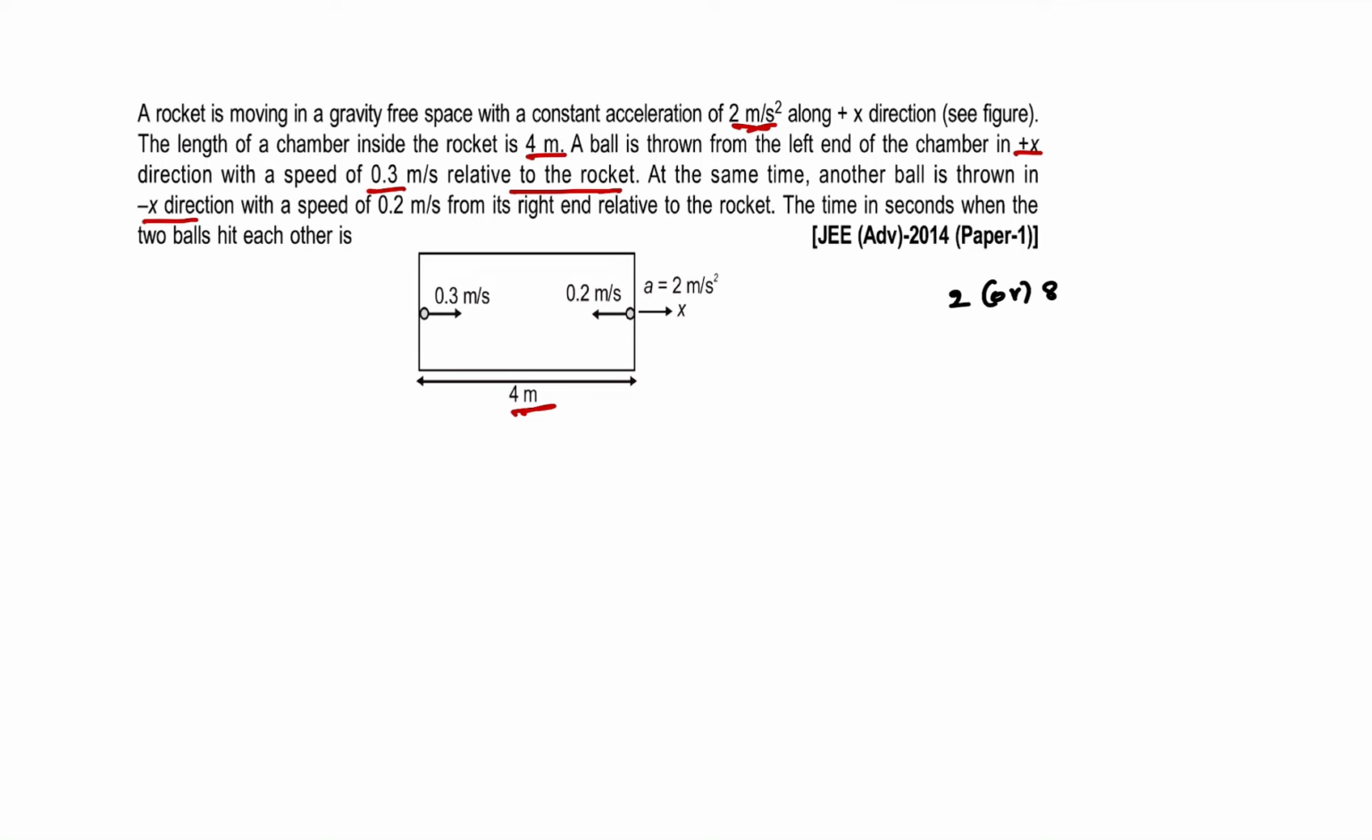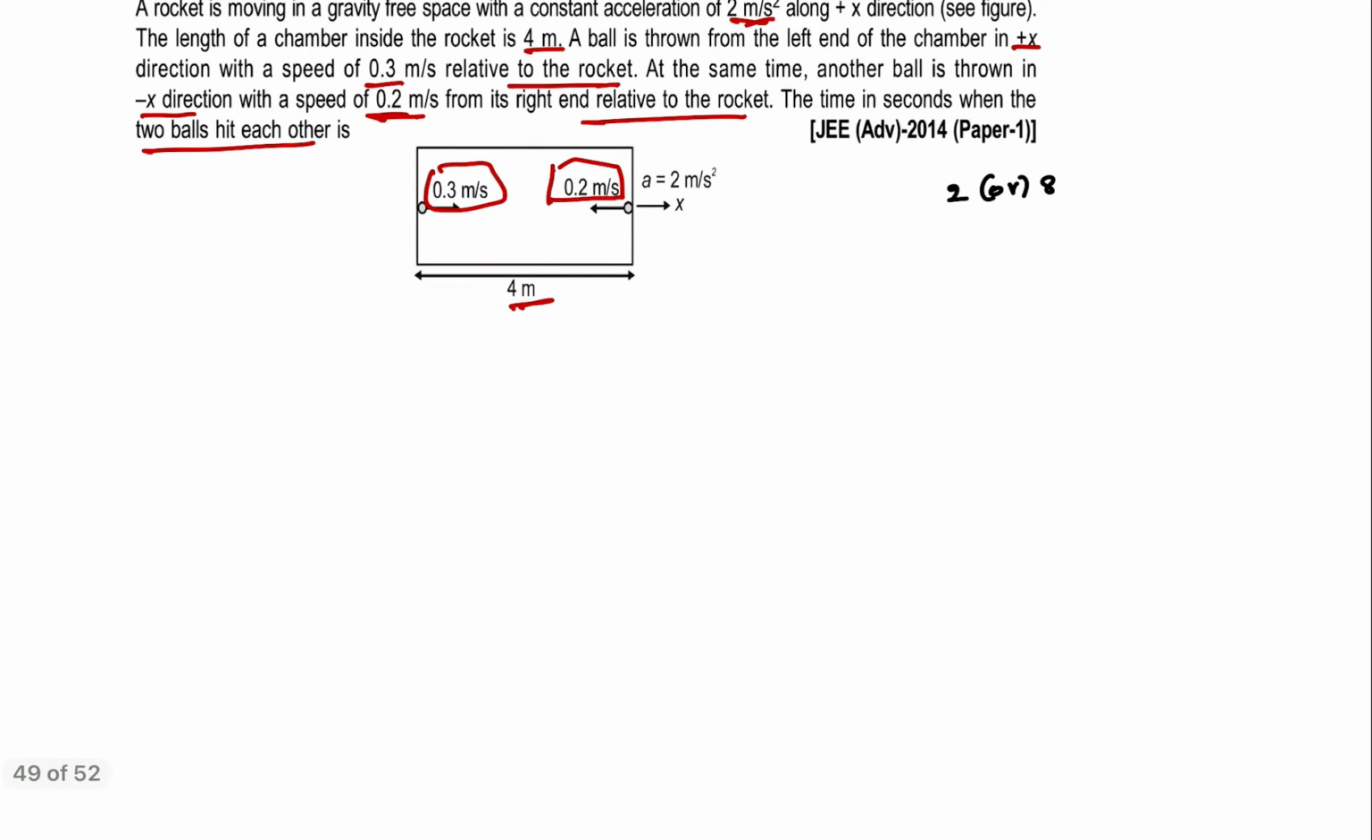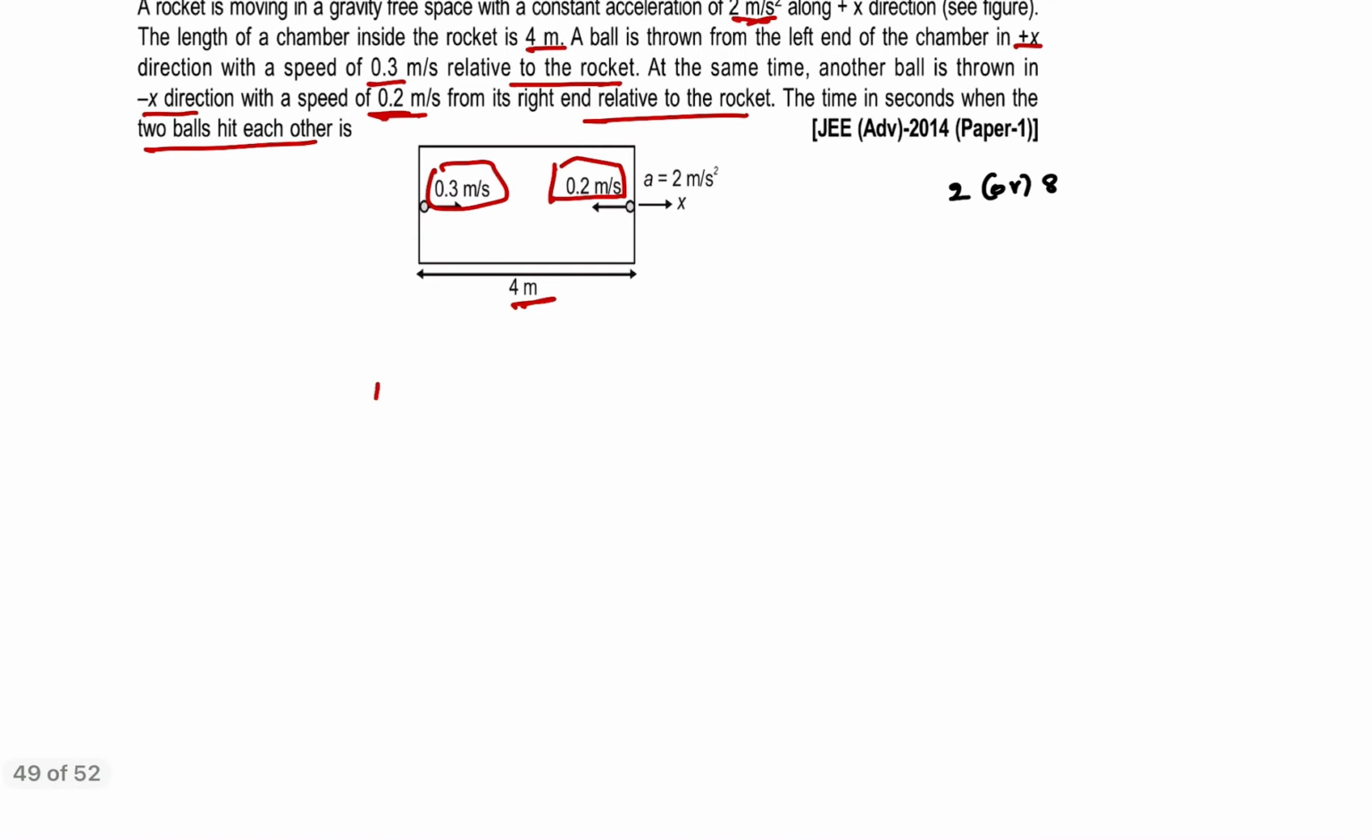At the same time, another ball is thrown in negative x direction with a speed of 0.2 meter per second from the right end relative to the rocket. Whatever velocities they have given, 0.3 meter per second and 0.2 meter per second, both are with respect to the rocket only. Okay. Now rocket is nothing but with respect to the chamber of the rocket. The time in seconds when the two balls hit each other.